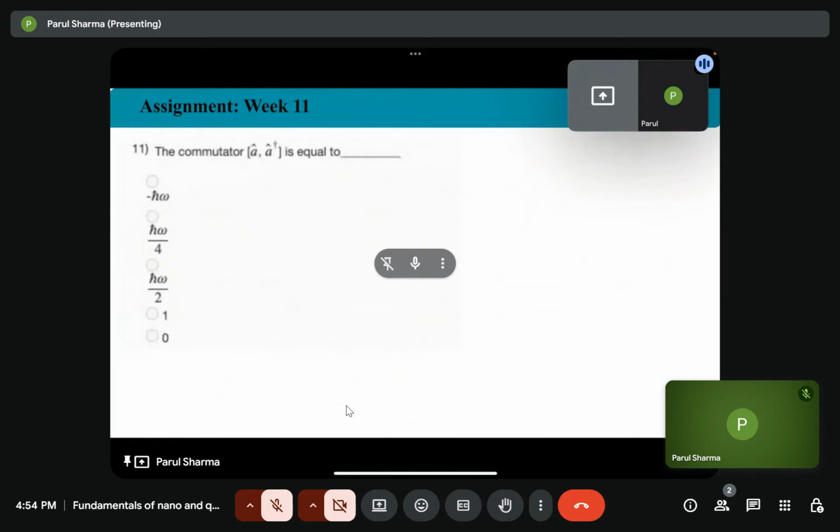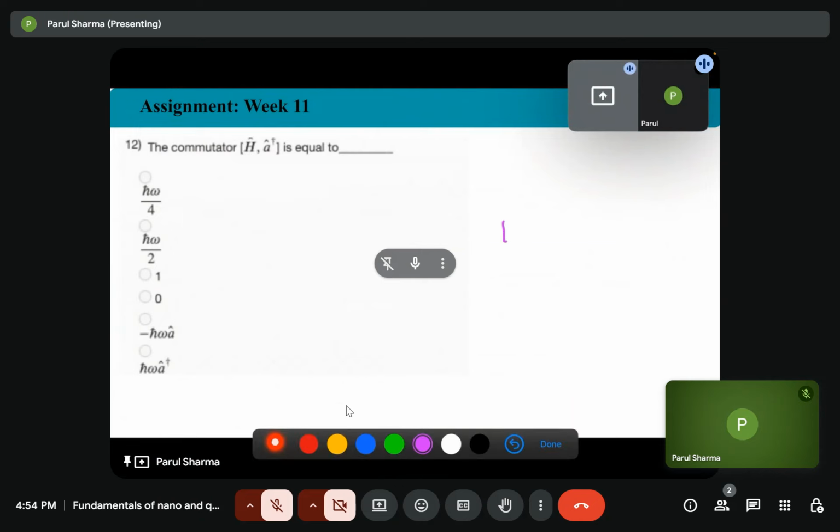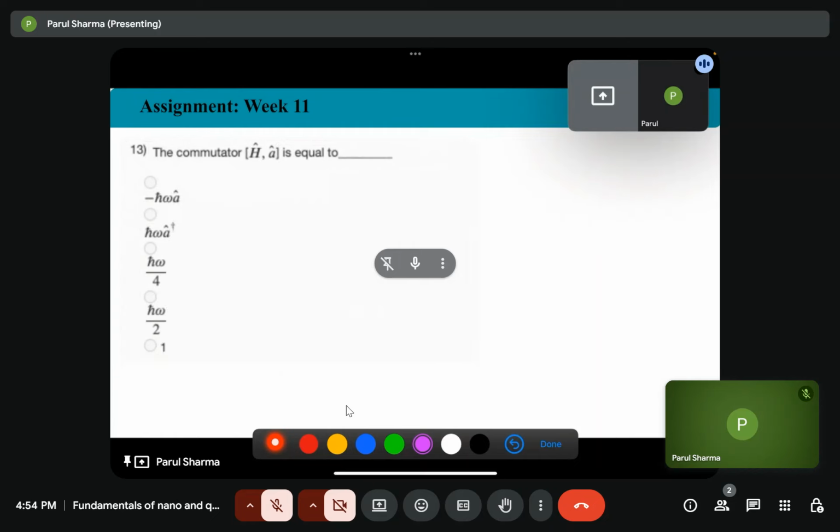The next is the commutator H, A dagger. We have already solved this question. That's why I'm moving fast, and I took time previously. That H, A dagger is equal to H cross omega A dagger. Similarly, H, A, like if there is annihilation, there will be a minus sign: minus H cross omega A. So this is the correct answer.